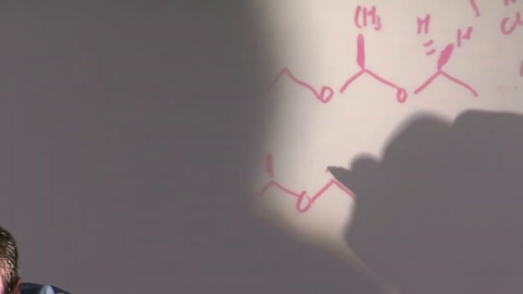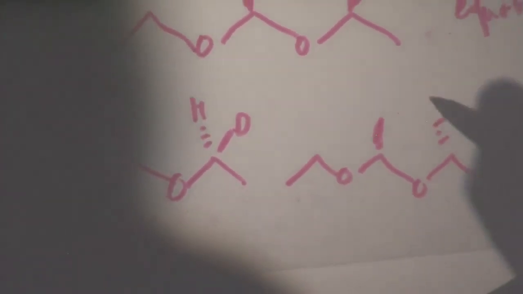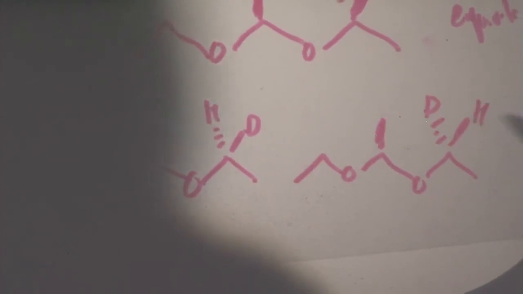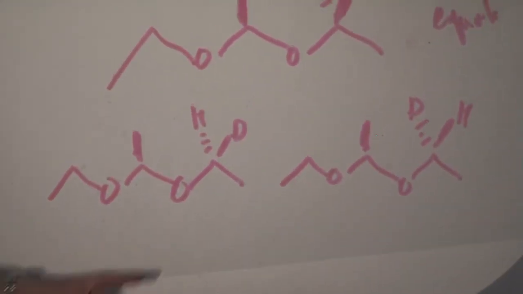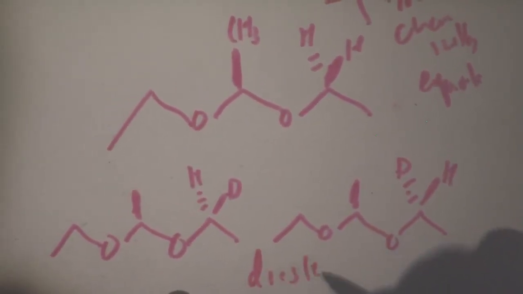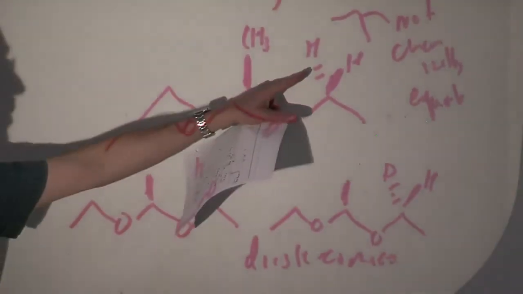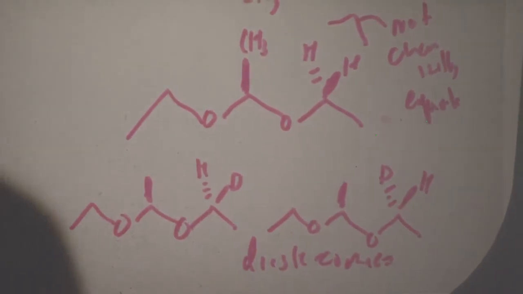Another way to think about it, and I think the easiest way to keep your head on straight, is to think about it rigorously. You imagine replacing one of them with a deuterium, replacing the other of them with a deuterium, and the molecules that you get are diastereomers. In other words, these 2 protons are diastereotopic.